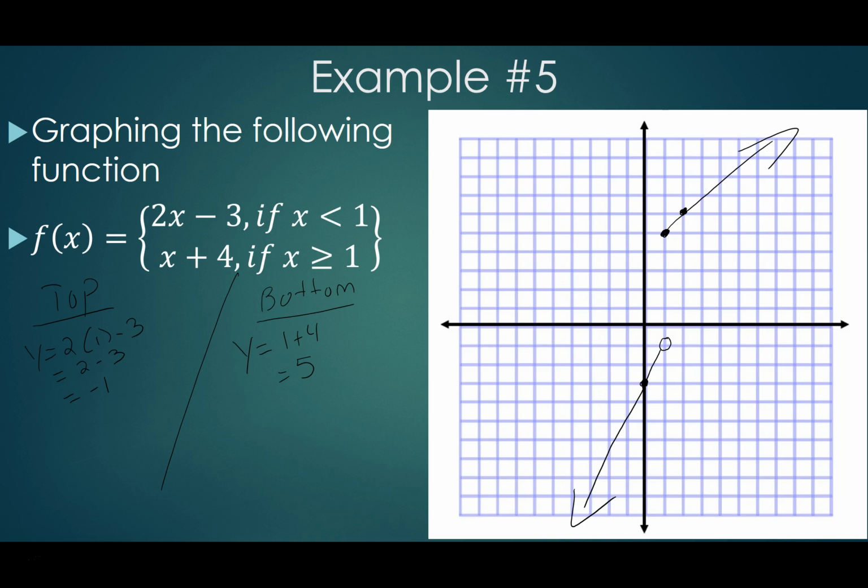We're noticing we have a linear line down here that's based off the 2x minus 3, but only using x values that are less than 1. Whereas this graph up here is using our x plus 4, we're only using x values that are greater than or equal to 1. So theoretically, you could always just graph both those lines and then erase the excess portions that you don't want. Depending upon the equation, that might be more challenging.